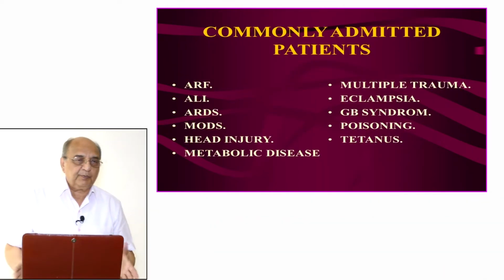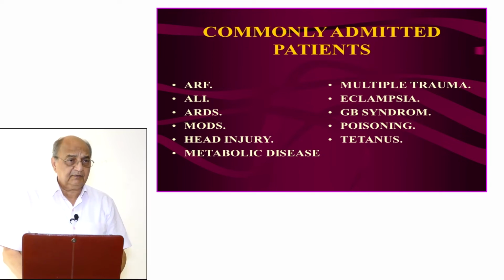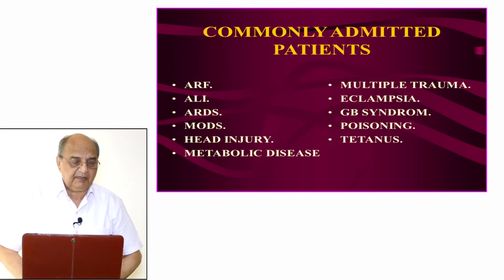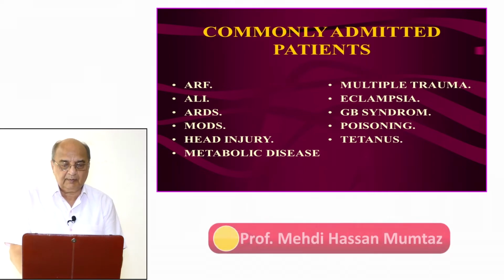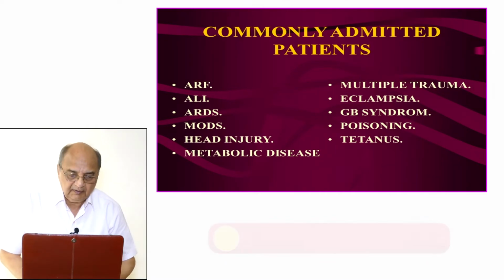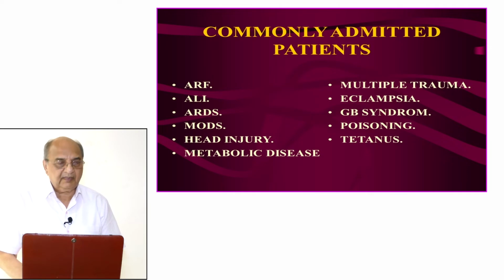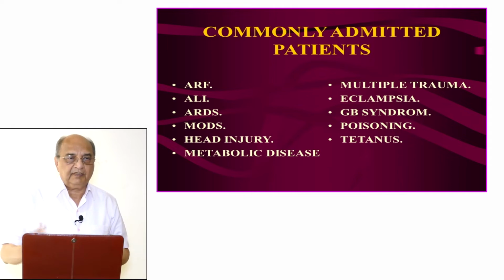Now, commonly admitted patients to the hospital are acute respiratory failure, acute lung injury, ARDS, multiple organ dysfunction syndrome, head injury, metabolic diseases, multiple trauma, eclampsia, preeclampsia, GB syndrome, poisoning, and tetanus. So this type of patient is usually admitted into the ICU in our country. It varies from country to country also.